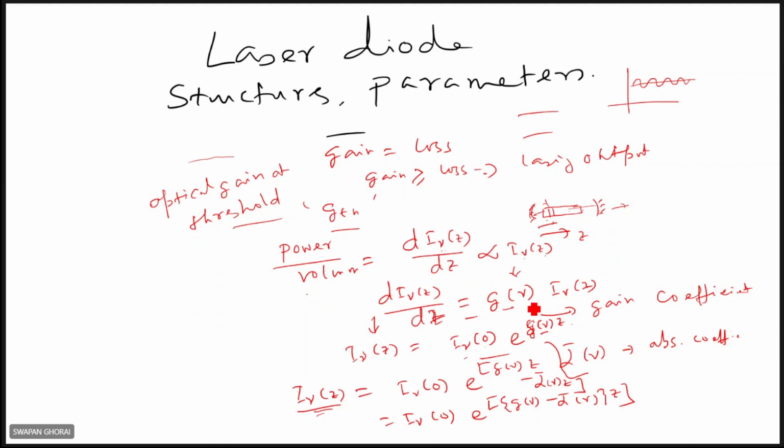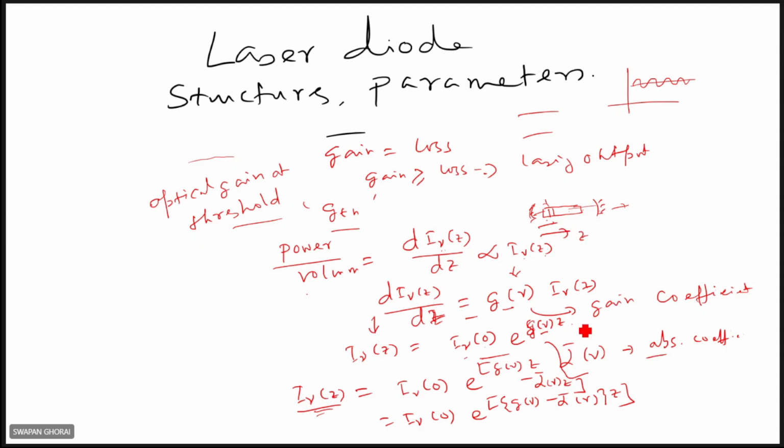This G nu is actually the gain coefficient, because power is increasing. Now, we have already seen that when light propagates through a medium, there will be losses also. So you have to consider a loss factor, that is the effective absorption coefficient alpha bar nu, including absorption, scattering, everything.